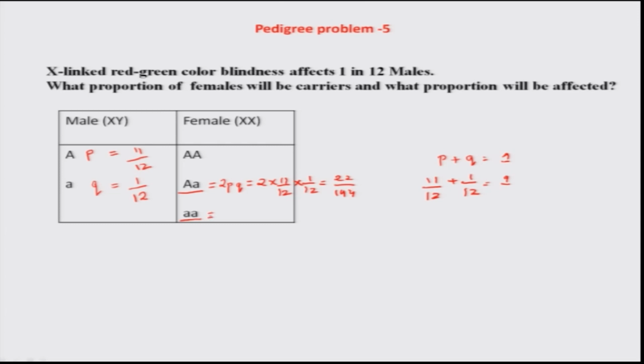Now we need to know the affected portion of the population, that is aa, and that would be q square. So q square would be 1 by 12 into 1 by 12. So this gives you the frequency: 1 in 144 females would be affected by this disease.